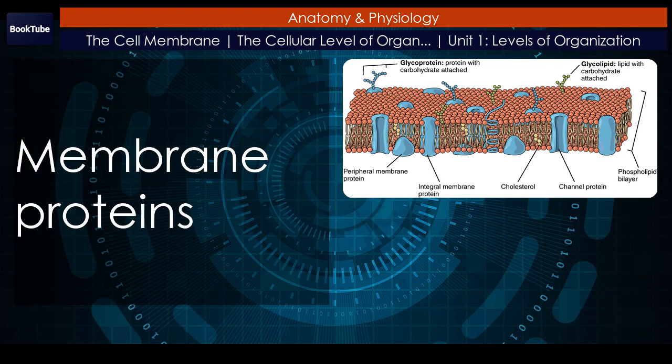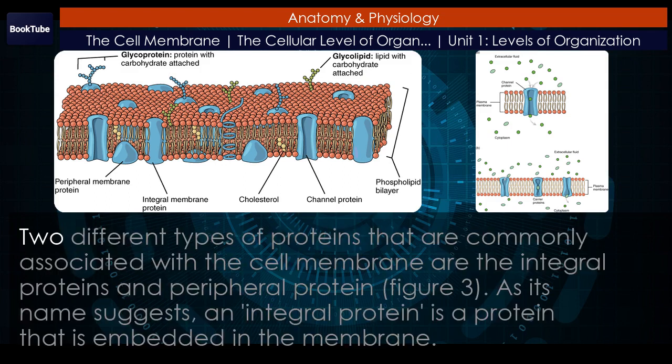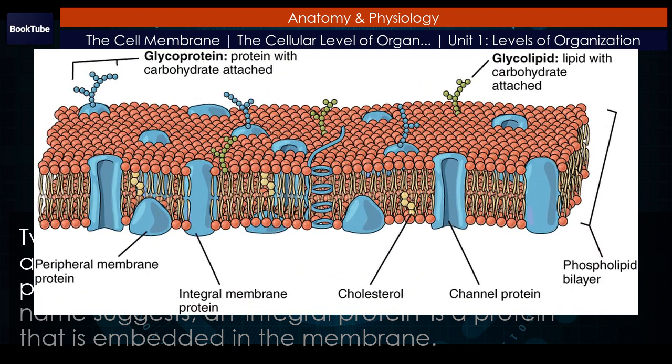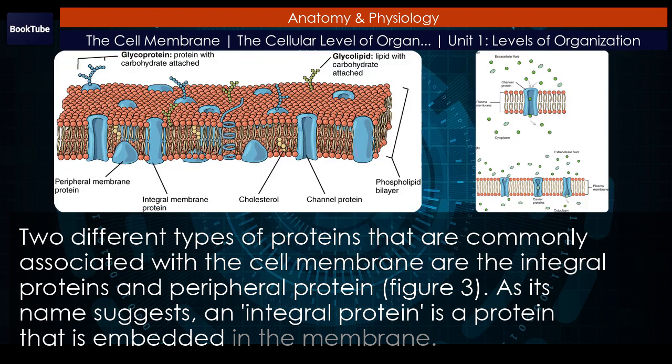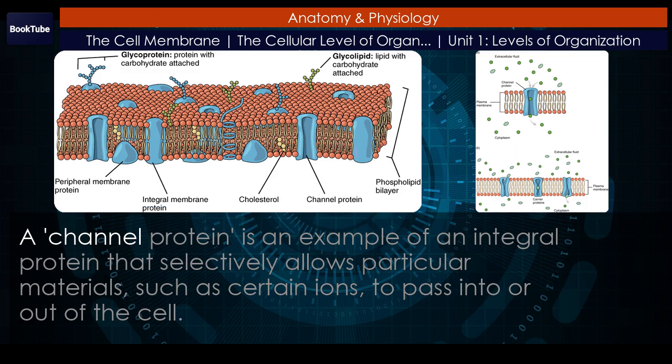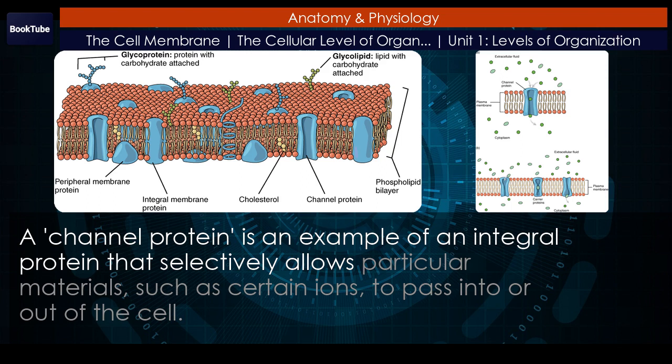Membrane proteins. The lipid bilayer forms the basis of the cell membrane, but it is peppered throughout with various proteins. Two different types of proteins that are commonly associated with the cell membrane are the integral proteins and peripheral proteins. Figure 3. As its name suggests, an integral protein is a protein that is embedded in the membrane. A channel protein is an example of an integral protein that selectively allows particular materials, such as certain ions, to pass into or out of the cell.